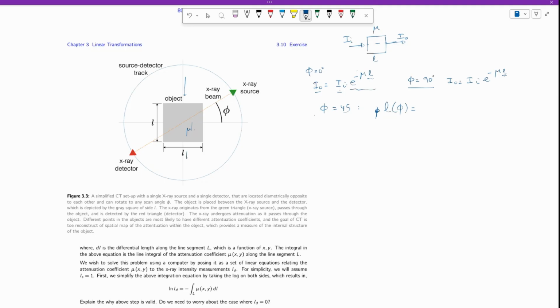I mean, how would you find out? You at least tell me that, and then you will try and find out. Where is it entering and where is it leaving when phi is 45? From the top right corner to the bottom left corner, right? Okay. What is the length? What is the distance between those 2 points?